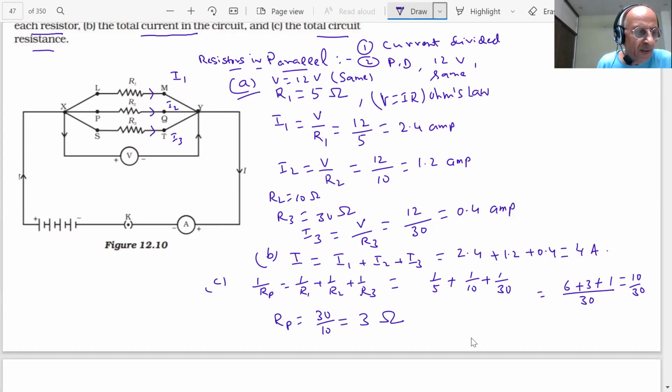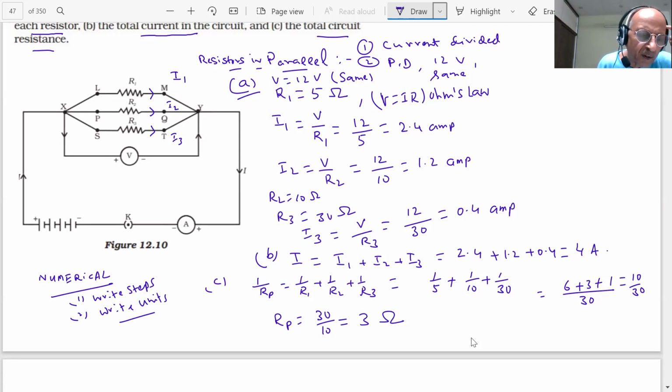Yes, sir. It is an important point to note, student. Such questions will be there in the paper. This is an important question. We have to write all the steps. We have to write the units. Numericals are important, student, in the chapter of electricity. They will be asked. You should write the steps and write the units, students, and then we can get full marks. The marks are not difficult. We can get full marks, student.